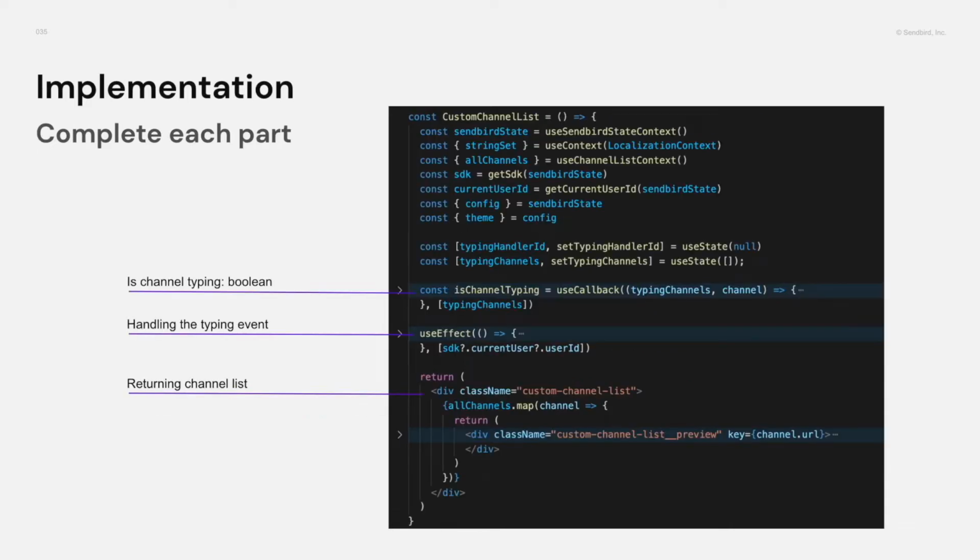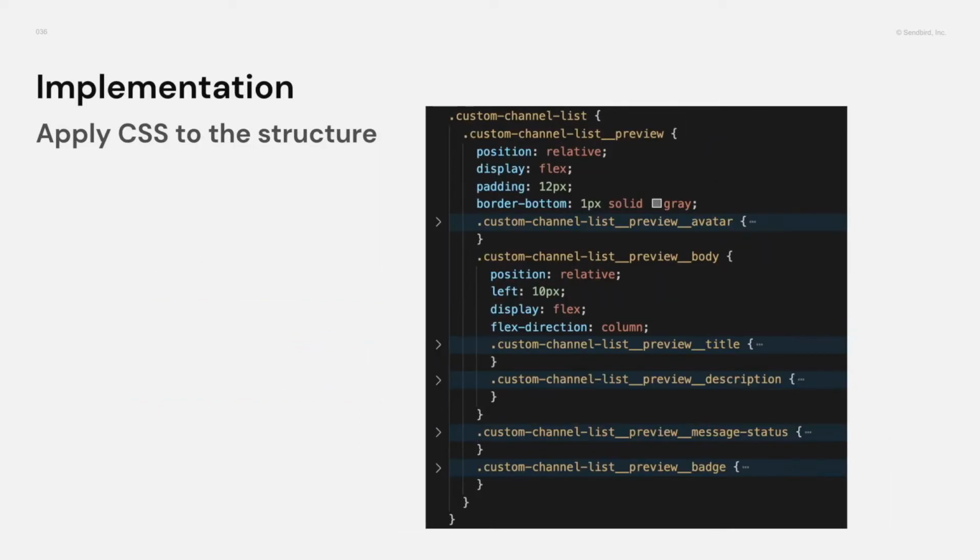In the custom channel list component, I'll focus on three important parts. I'll display the UI side and handle the channel event, which name is onTypingStatusUpdated. And then I'll make an isChannelTyping function to calculate if I should display the isTyping text or the last message. And lastly, I'll apply CSS to complete making the UI. Now let's get into the developing environment and see the sample.